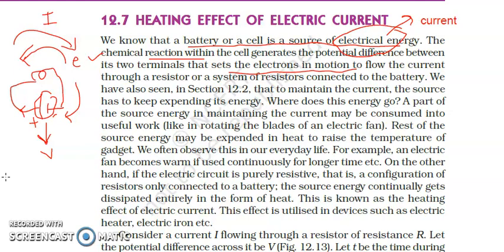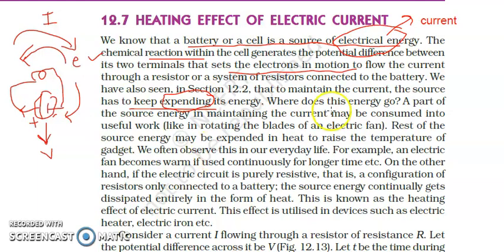Now, to maintain this current, the source has to keep expending its energy. Expending means expelling, giving out. The source has to continuously give its energy. For example, consider the cell in your remote or in your toy. The remote or toy works only until the cell or battery is working. Once the cell stops working, the toy doesn't work. It means our cell is a source of energy which must continuously keep giving energy so that our work keeps going.